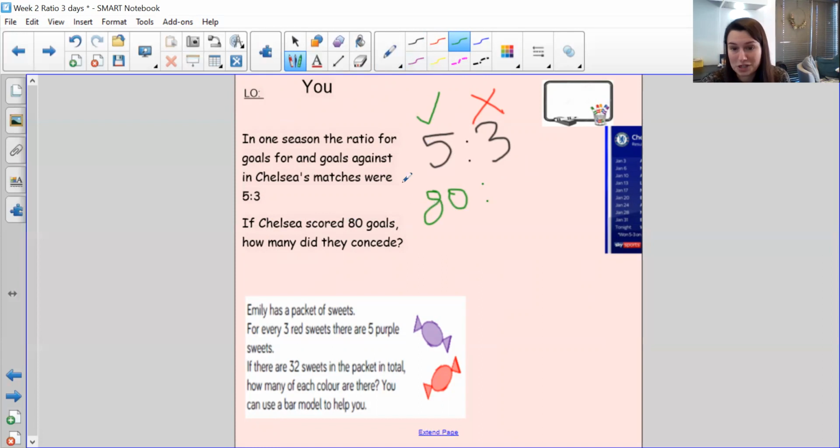Now I can see what type of question this is already, and I'm going to go like this. And then we have got to use our multiples, and we can use bus stop if we're not sure.